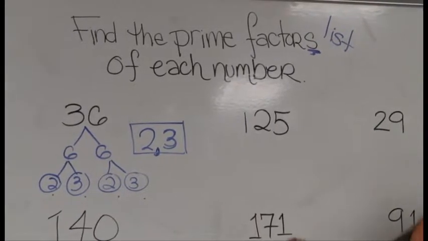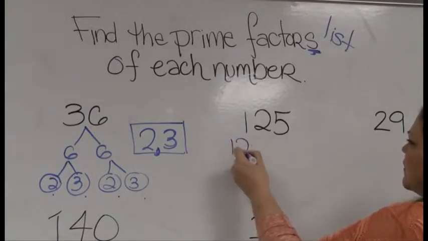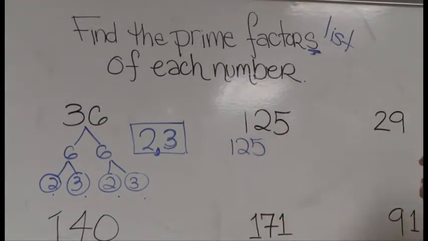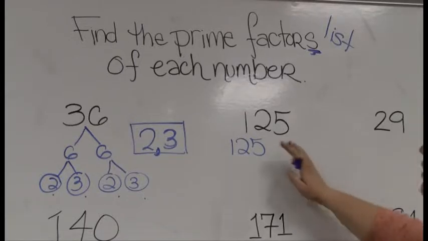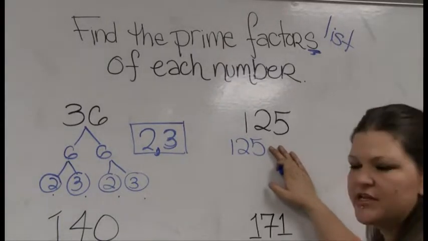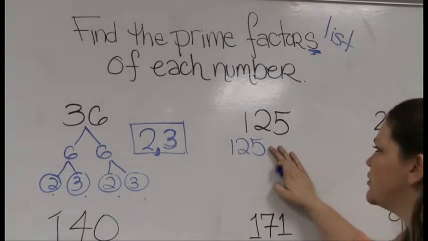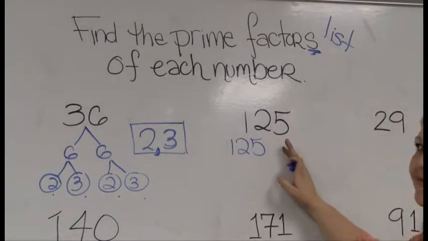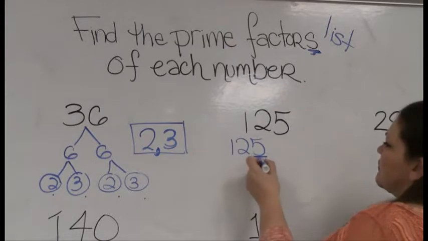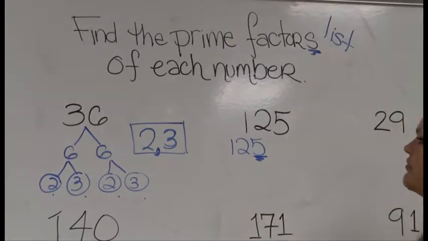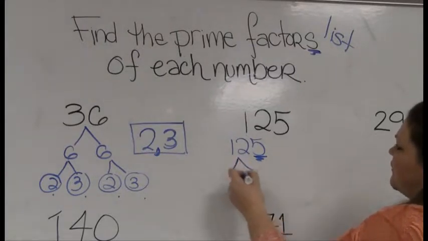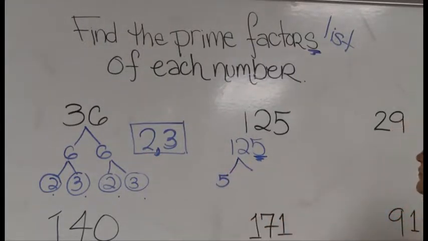Let's do 125. I purposely picked this number, guys, because although it's large, it's not hard. So you're probably thinking, Kate, I don't know any multiplication facts that involve 125. It's not on your basic multiplication facts that you have memorized. However, what we do see here is that it ends in 5. And you and I know that if a number ends in 5, it has a factor of 5. So I'm going to pull that factor of 5 out.